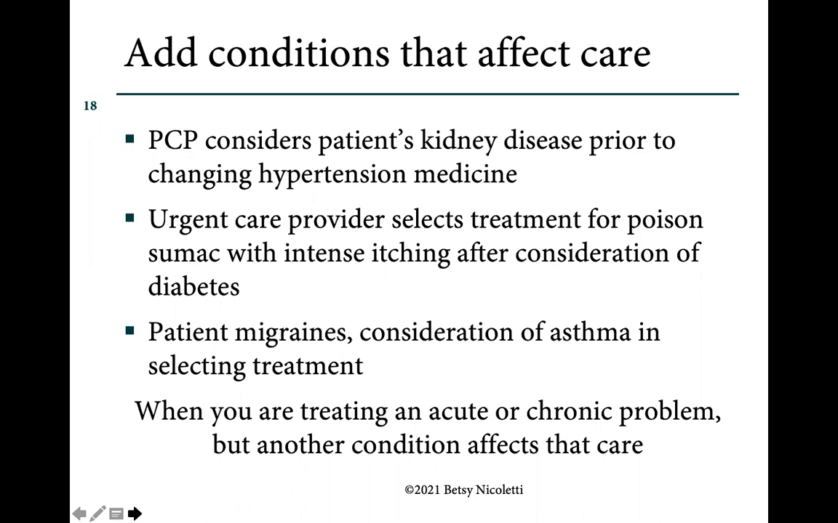You're seeing a patient who's got terrible itching from poison sumac, and the patient has diabetes, and you say, I'm not going to give him prednisone because he has diabetes, and the last time he had prednisone, his blood sugars were such and such. Patient has migraines, and you're thinking about their asthma in selecting the treatment, and you note that because of the patient's asthma or the medication the patient takes for asthma, X, Y, and Z. So when you're treating an acute or chronic problem, but another condition affects that care, then we are going to add that other condition to the encounter, as long as you've documented something about it in the comment.